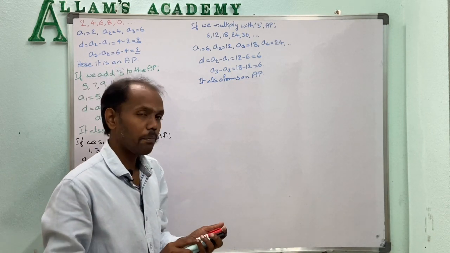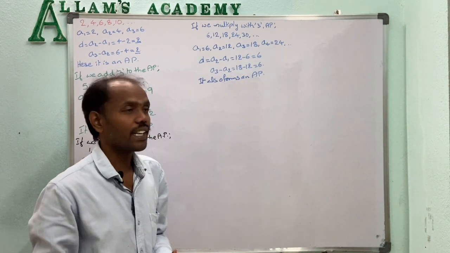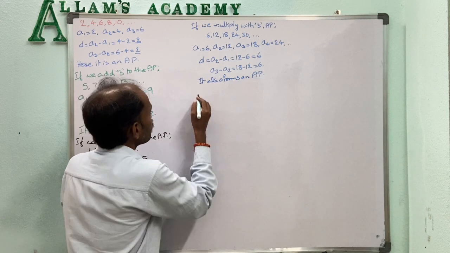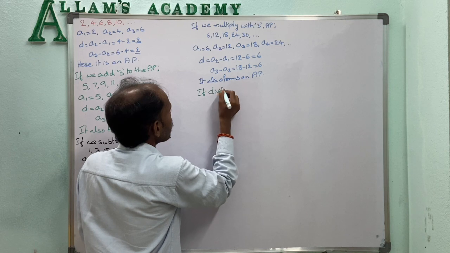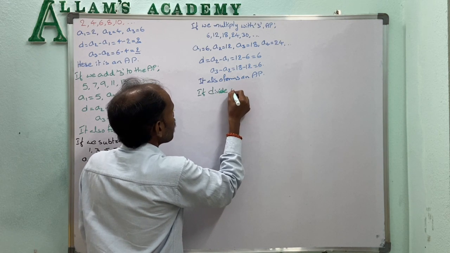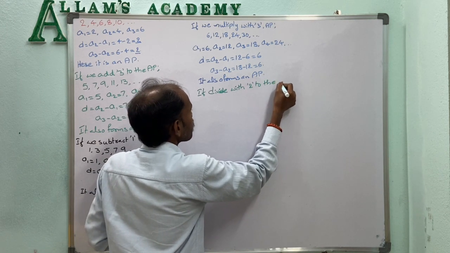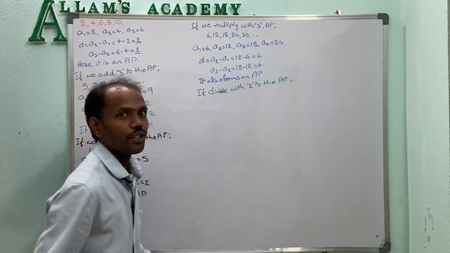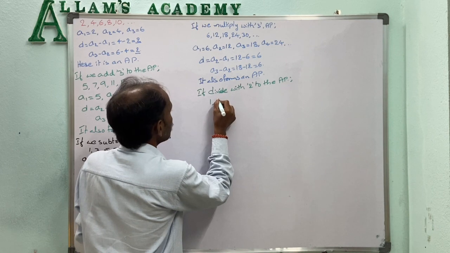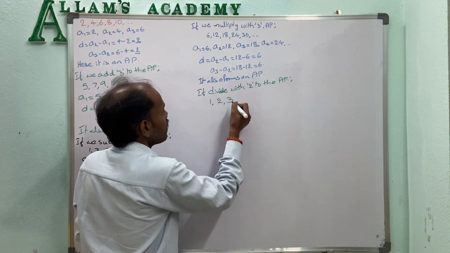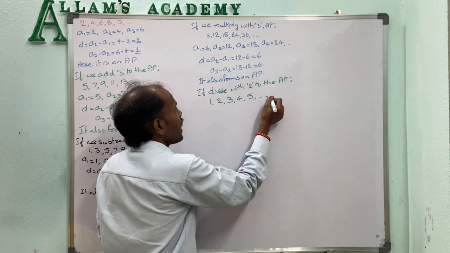Now for the next series, we already multiplied, so now we divide by a constant, 2. If we divide the AP by 2, it becomes 2 by 2 is 1, 4 by 2 is 2, 6 by 2 is 3, 8 by 2 is 4, 10 by 2 is 5, and so on.